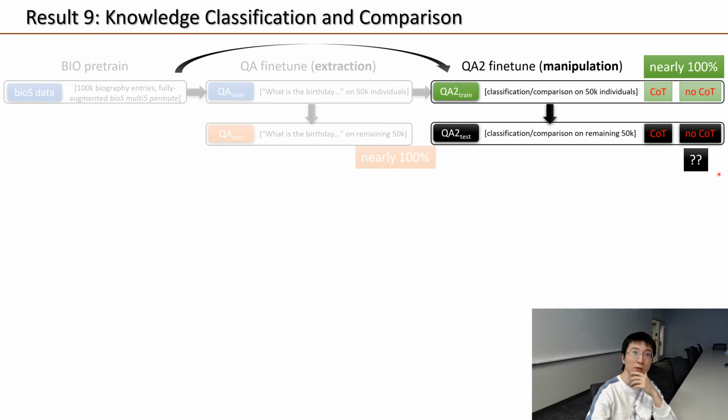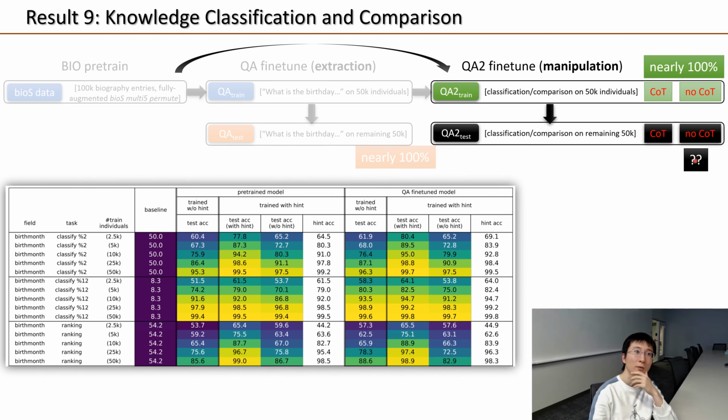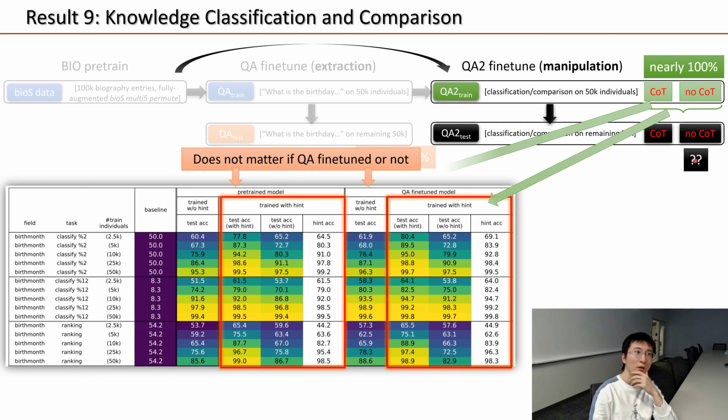So what we really care about is this test error. Here's what we find out. First of all, once again, it does not matter if you skip the QA fine-tuning process. You can directly jump to the second round of fine-tuning, or you can do the first fine-tuning, then the second fine-tuning. The results are similar.